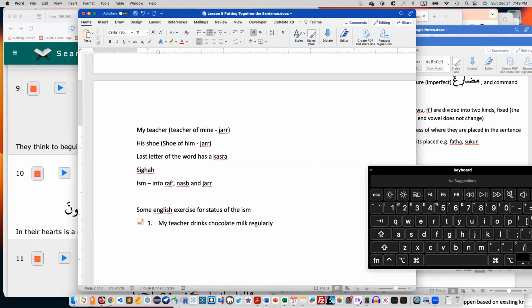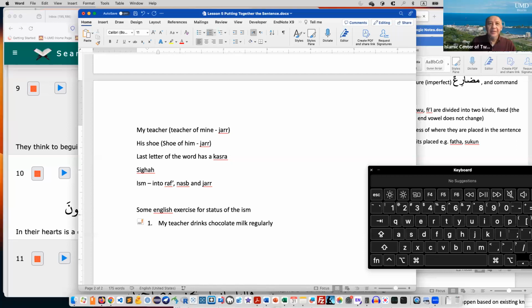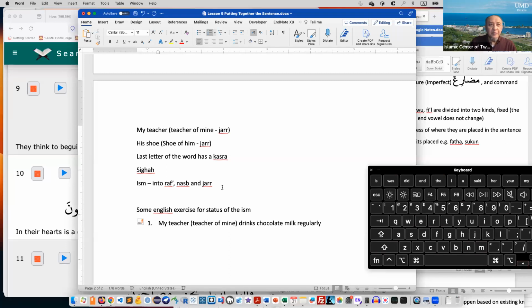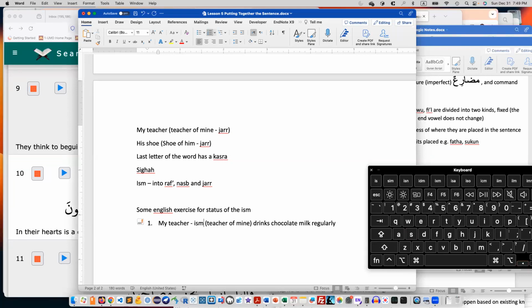Okay, let's try this. First of all, my teacher. So this is also, remember, teacher of mine. Okay, so which one is which? Which one is the rafa? Which one is the jar? Teacher is now isim, right? Yes. Correct? Okay, all right.